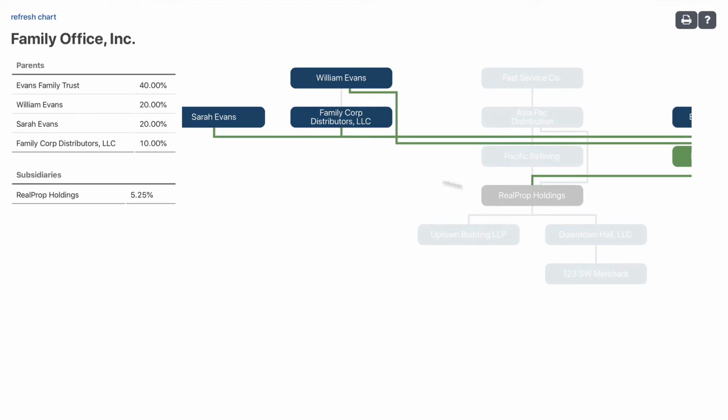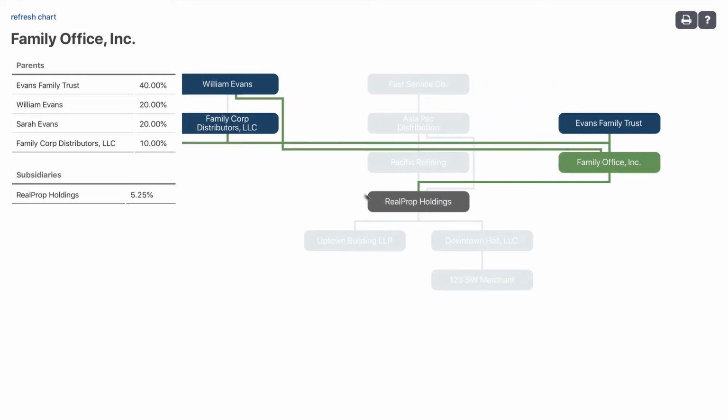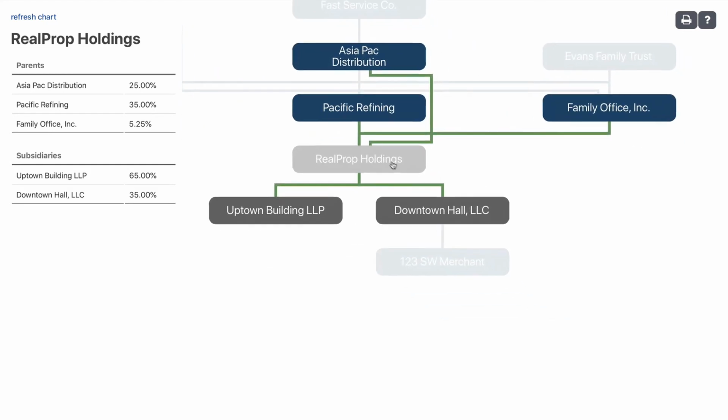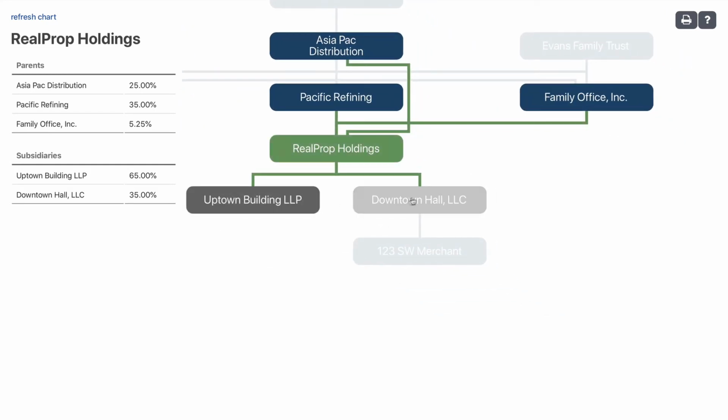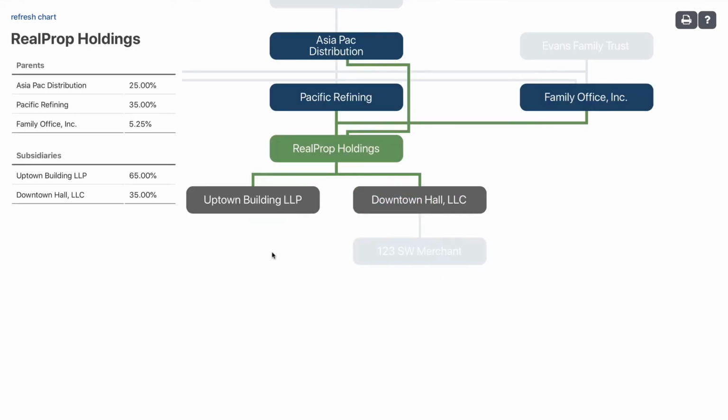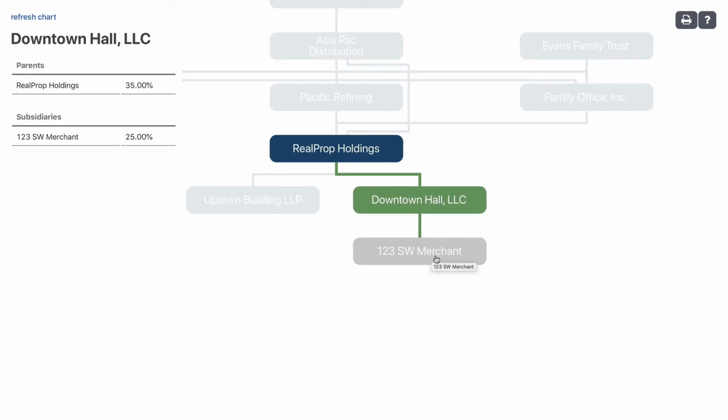Lextree also added these other entities. So these individuals, this LLC, Sarah Evans is an individual, William Evans is an individual. And notice each time it's adding people, it's building out the org chart, it's also preserving the generational hierarchy. It even does that for subsidiaries. So you'll recall that Real Prop Holdings had 2 subsidiaries, but one of those has its own subsidiary. So when we look at the direct parents and subsidiaries of Real Prop Holdings, we don't see this 123 Southwest Merchant property or entity, but it shows up on our chart because it's a subsidiary of Downtown Hall LLC.